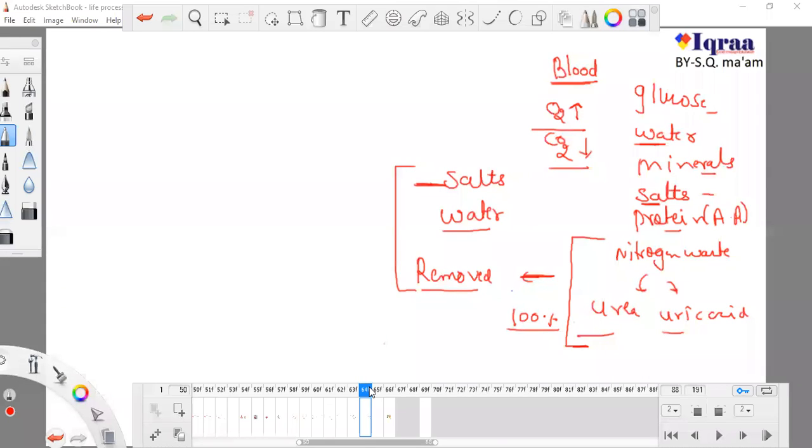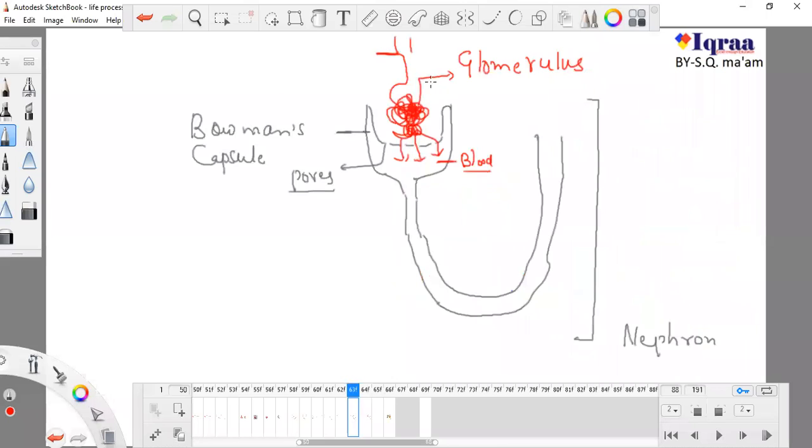No, glomerulus is not Bowman's capsule. Okay, glomerulus is not Bowman's capsule. Remember one thing. What is glomerulus?